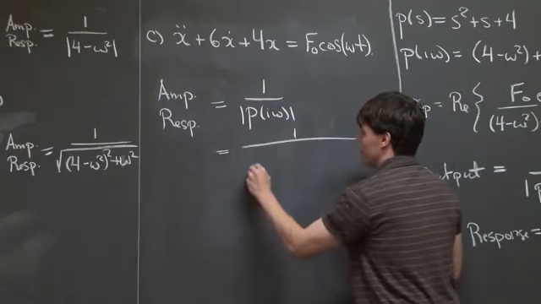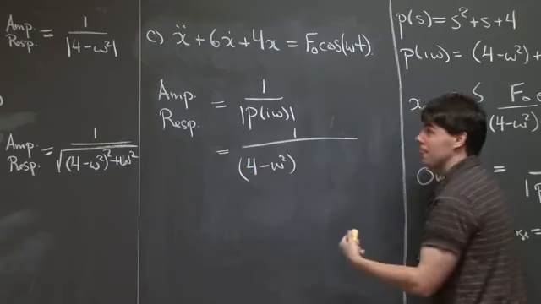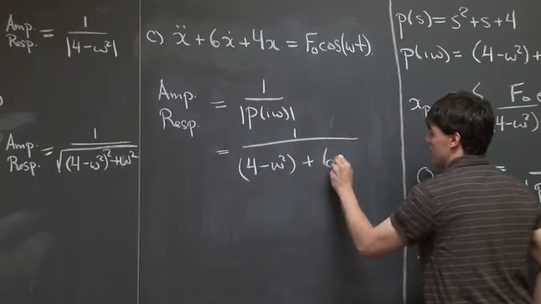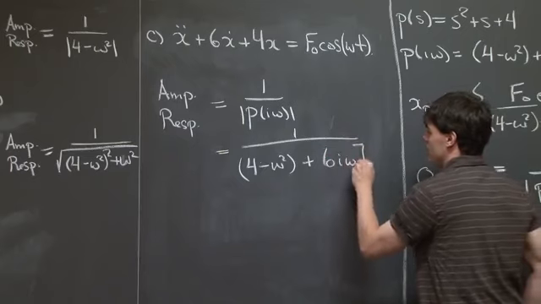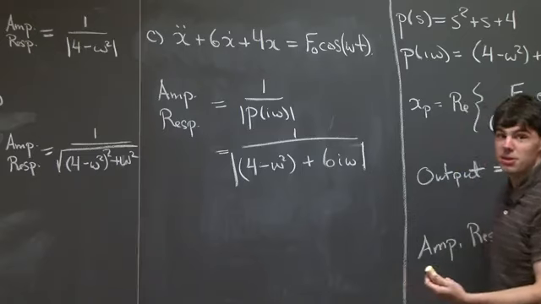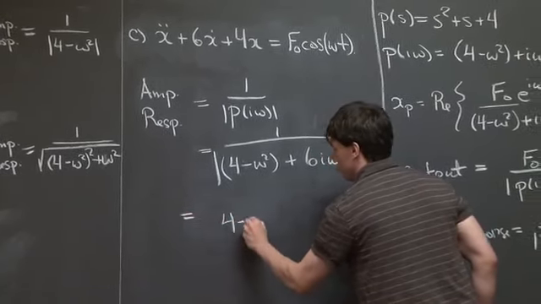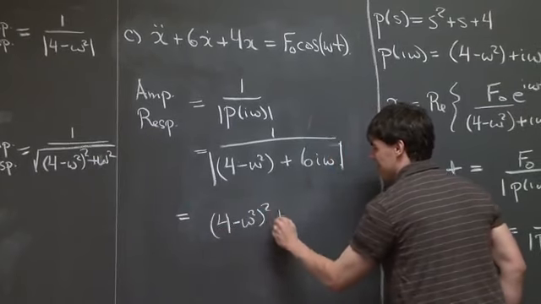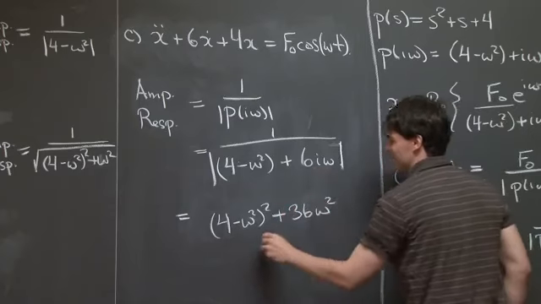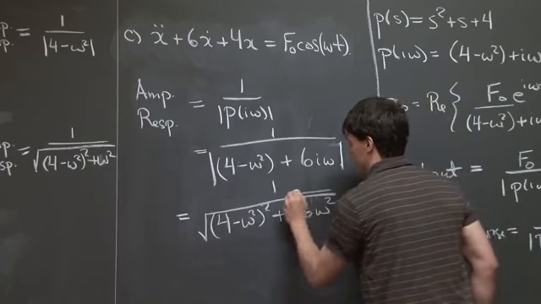Well, we still have the 4 minus omega squared term. Instead of x dot, we now have 6 x dot, which gives us 6 i omega. And then again, we want to take the absolute value of this complex number. And when we take the absolute value, we just get the real part squared plus the imaginary part squared, which in this case is going to be 36 omega squared. The whole quantity is square rooted, and then we have 1 over this value.